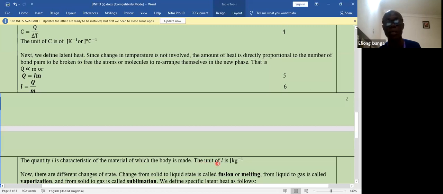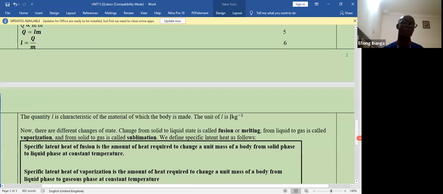So, and then the unit is going to be, of course, the unit of heat is joule. The unit of mass is a kilogram. So that, therefore, I should write this as joule per kilogram. So that would be the unit of latent heat. All right. So after this, you should be able to solve some problems in your book. Okay.